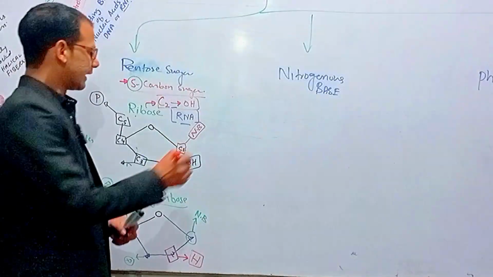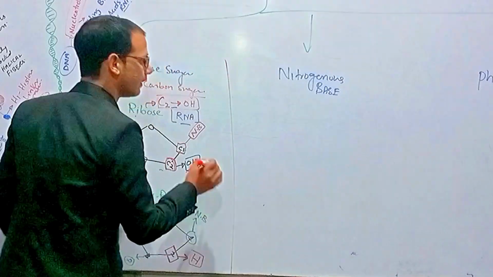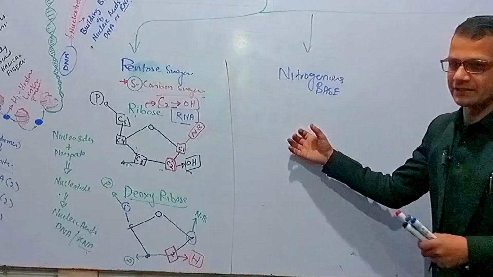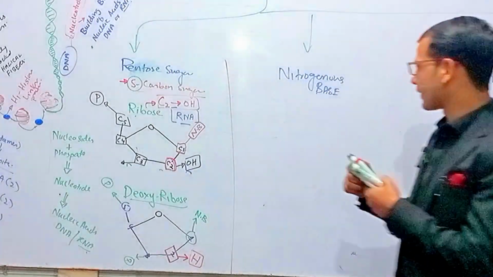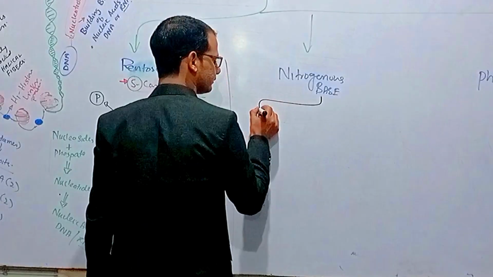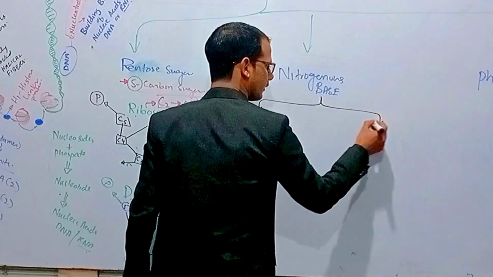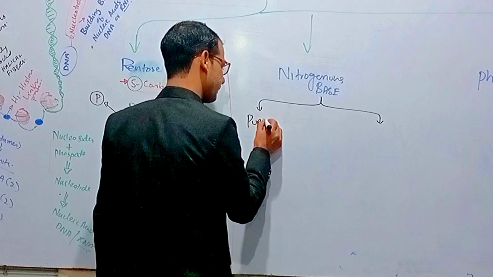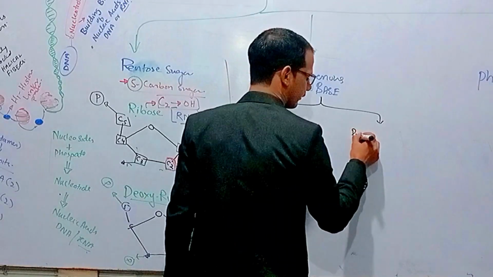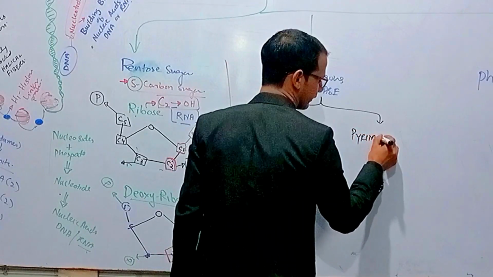Right? The next thing, the nitrogenous base. There are 2 types of nitrogenous bases present: purines and pyrimidines.